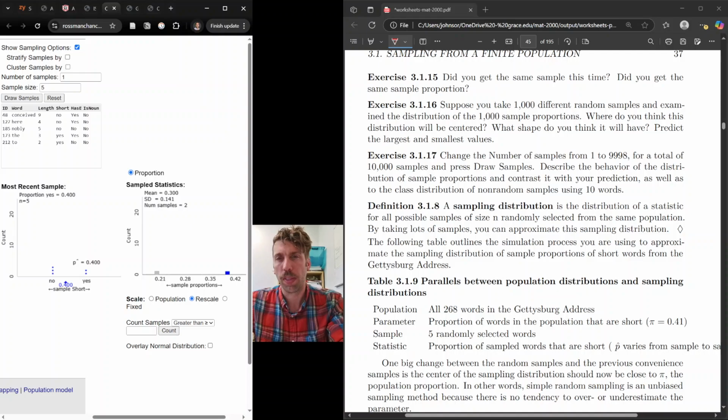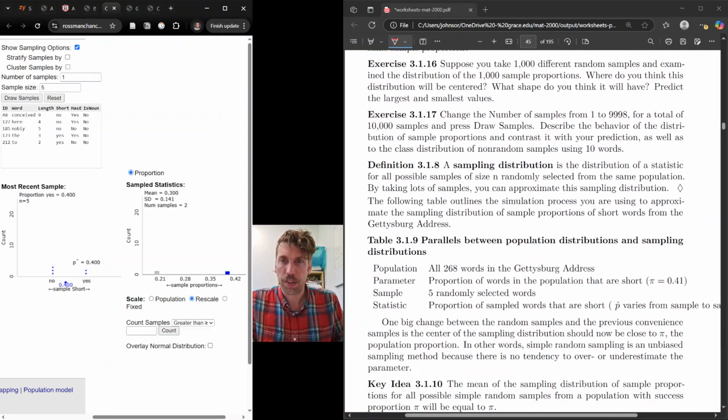So suppose you take 1,000 different random samples and examine the distribution of the 1,000 sampled proportions. Where do you think this distribution will be centered? What shape do you think it will have? Predict the largest and smallest value. So let's think about it. If the population has a true proportion of 0.41, and you sample 5 words completely randomly a bunch of times, where do you think they're going to be centered? What shape do you think all those dots are going to have?